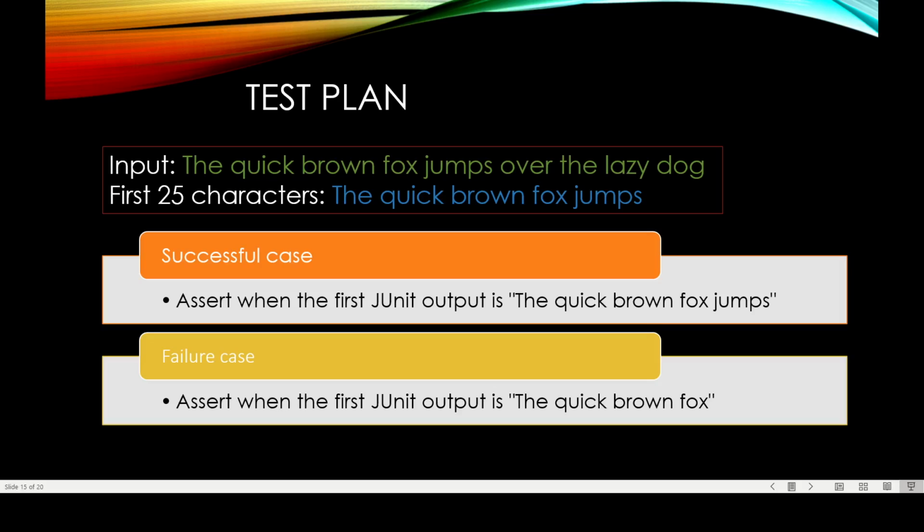The JUnit test will be walking through two cases, a successful case and a failure case. In the successful case, we observe if the testing output is "the quick brown fox jumps," which is exactly identical to the first 25 characters found in the input text file. In the failure case, we observe if the testing output is "the quick brown fox," which is only 19 characters of the input text file. The JUnit test ensures that our book reading unit's behavior is exactly as we wanted it to do.